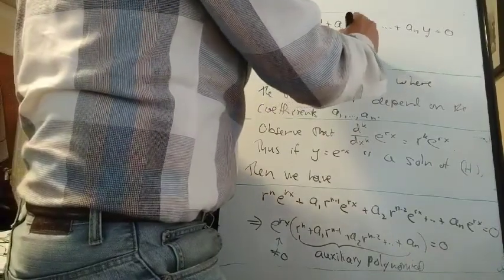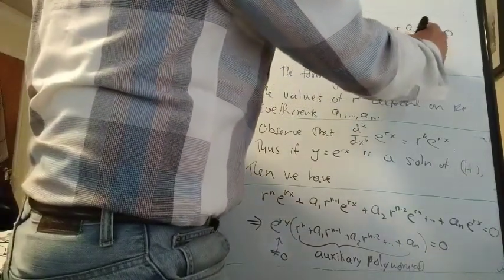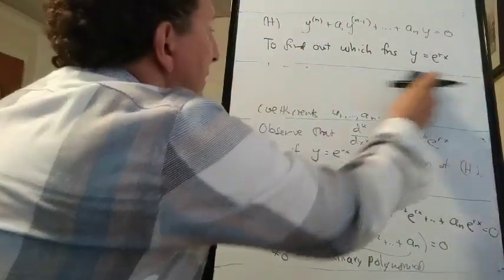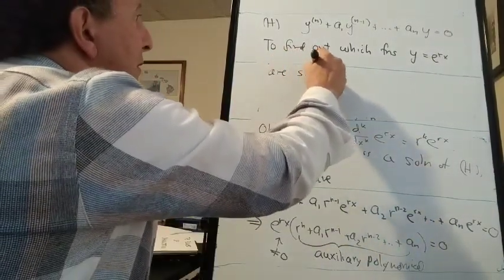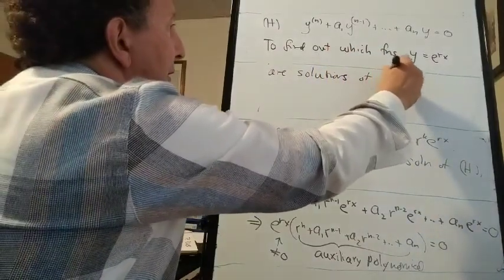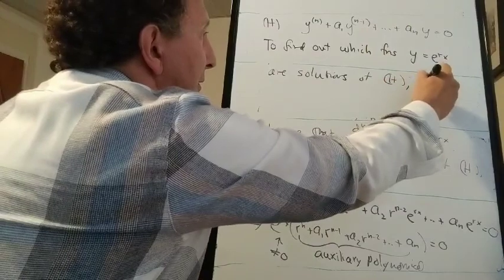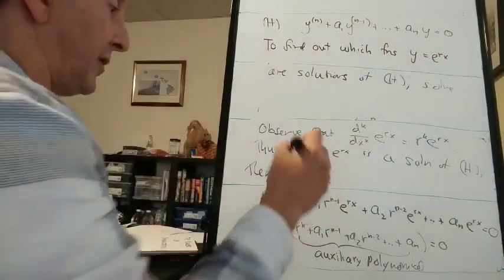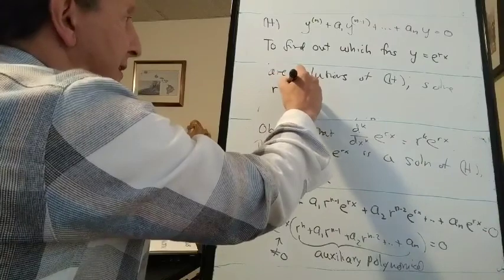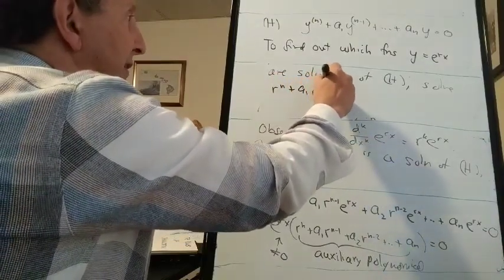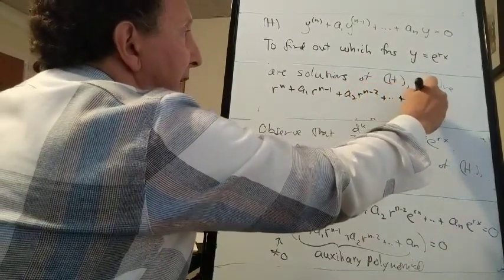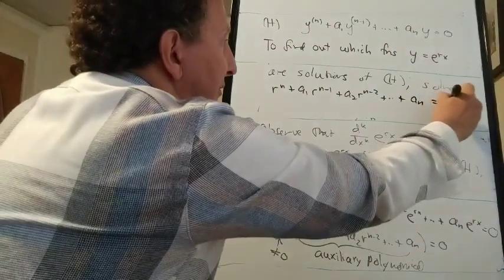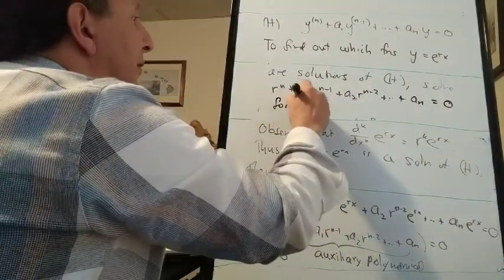So to find out which functions y equals e to the rx are solutions of the homogeneous differential equation, we'll solve r to the n plus a1 r to the n minus 1 plus a2 r to the n minus 2, etc., plus an equals 0 for r.